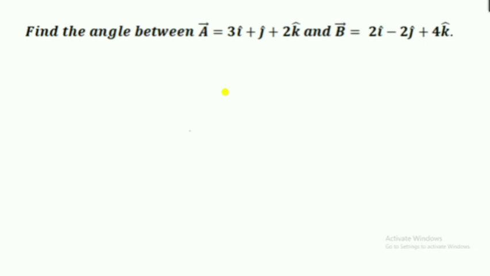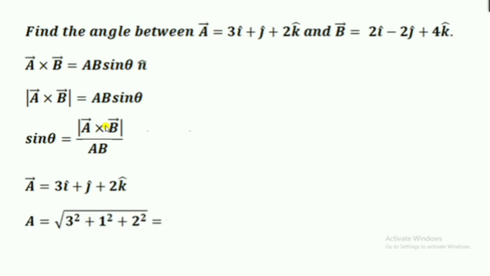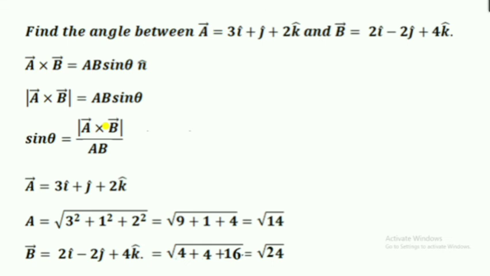Now let's find the angle between these two vectors. In order to find the angle, we have to make use of this formula. So A cross B is equal to AB sine theta. So this is in magnitude form. I don't need to write n cap. So now sine theta is A cross B divided by AB. So this is the formula I'll be using. So first I have to find the magnitude of A, magnitude of B, and magnitude of A cross B. So let's find the magnitude of A first. So this is the magnitude of A. This is the magnitude of B, root over 24.